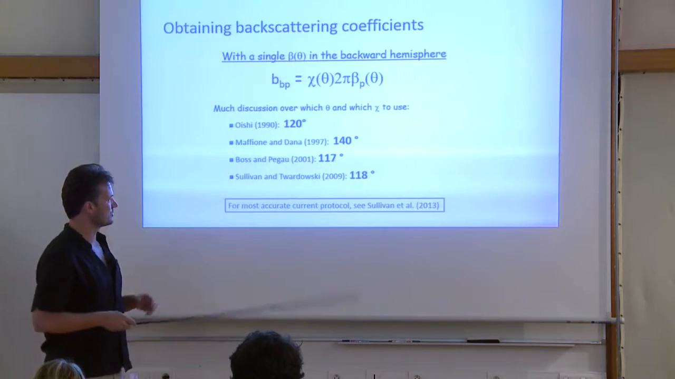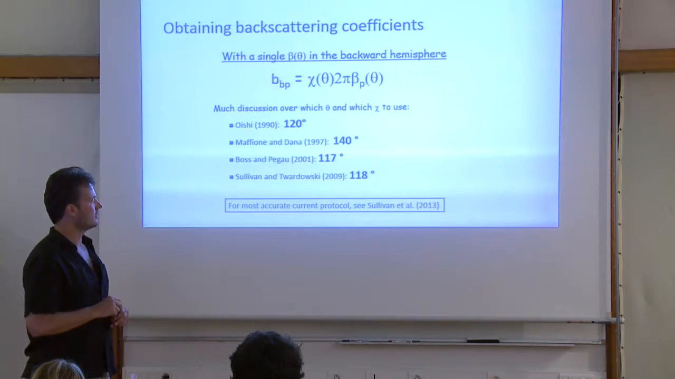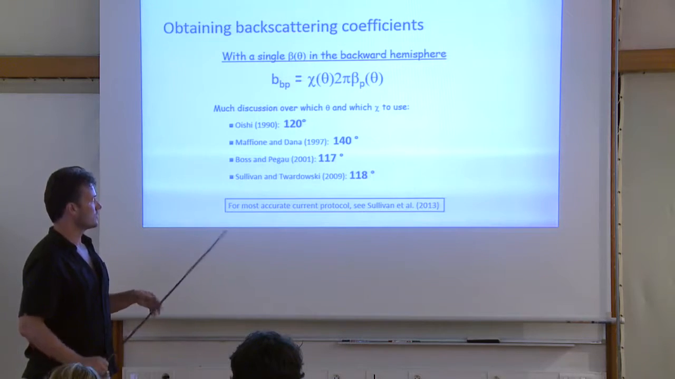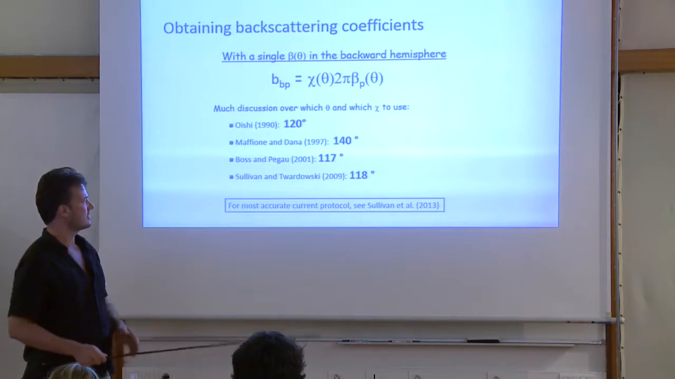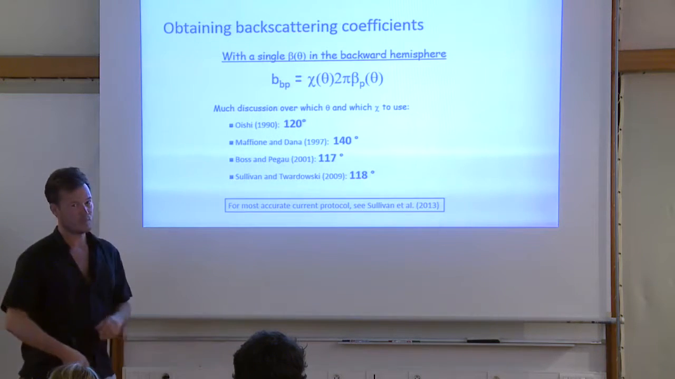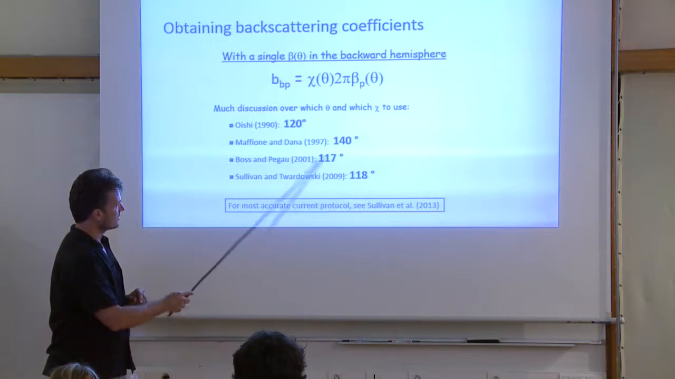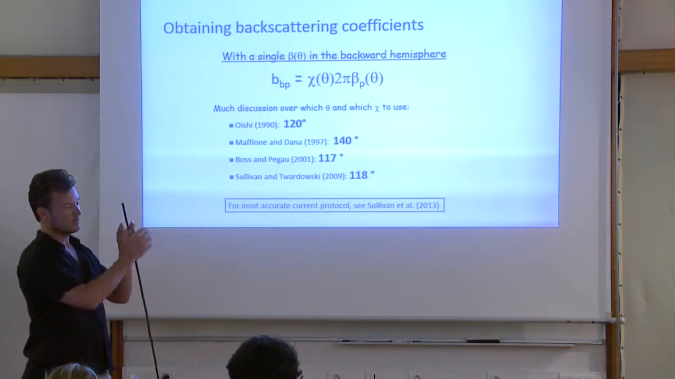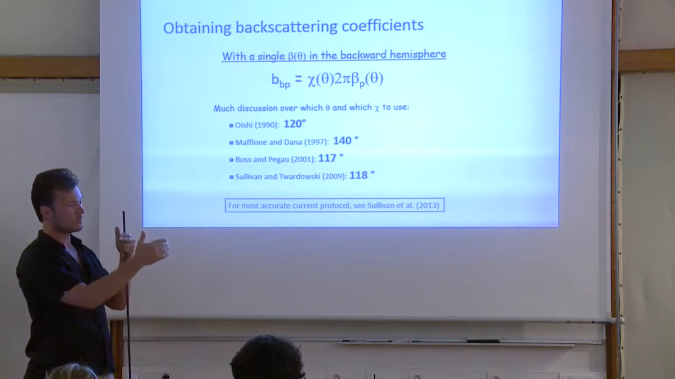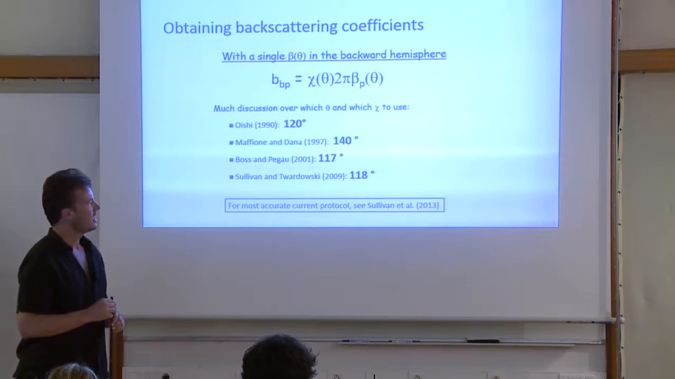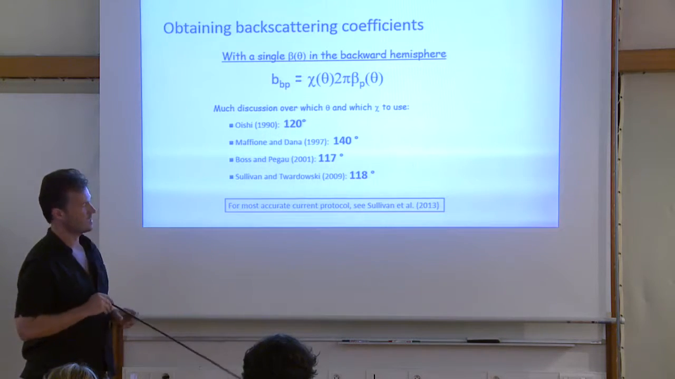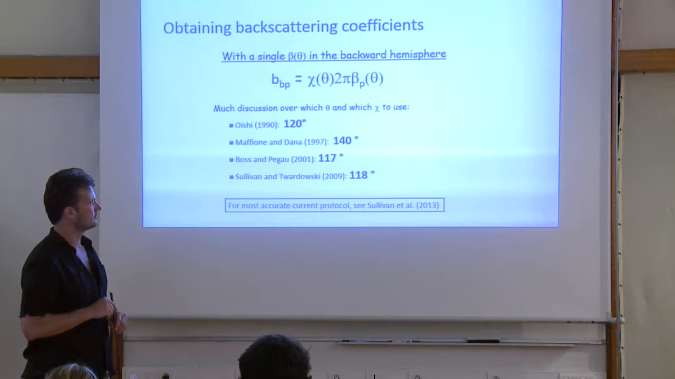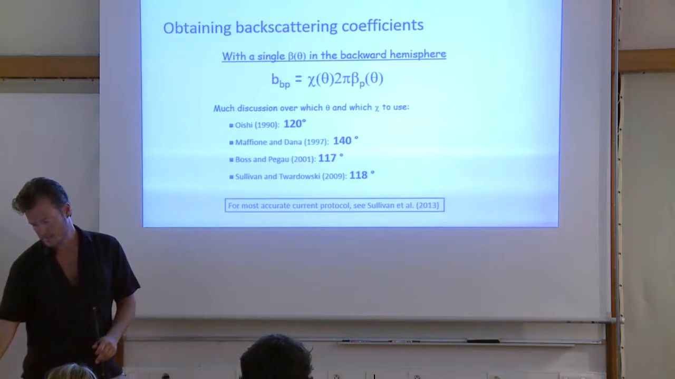And there's a variety of different papers who have studied this. There are different recommendations for which theta you want to use for that chi value, or which angle to make your measurement at to get the best representation of the backscattering coefficient. These three are all pretty much the same. Oishi and Dana recommended 140, but in Sullivan and Twardowski, we showed that, with all the MASCOT data that we have, the shape of the backward VSF is remarkably consistent. And so because of that, it really doesn't matter which angle you use. You get a little bit more accuracy if you pick something in this range, but this would actually work pretty well. This is all described in detail in that Sullivan et al. paper.